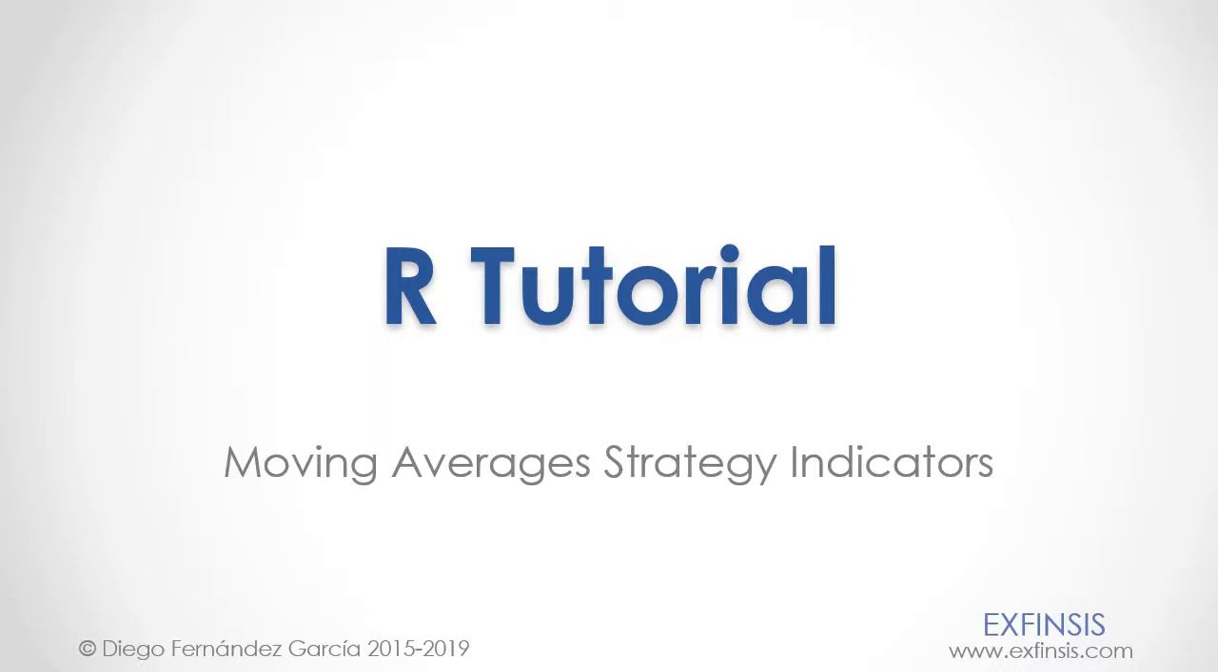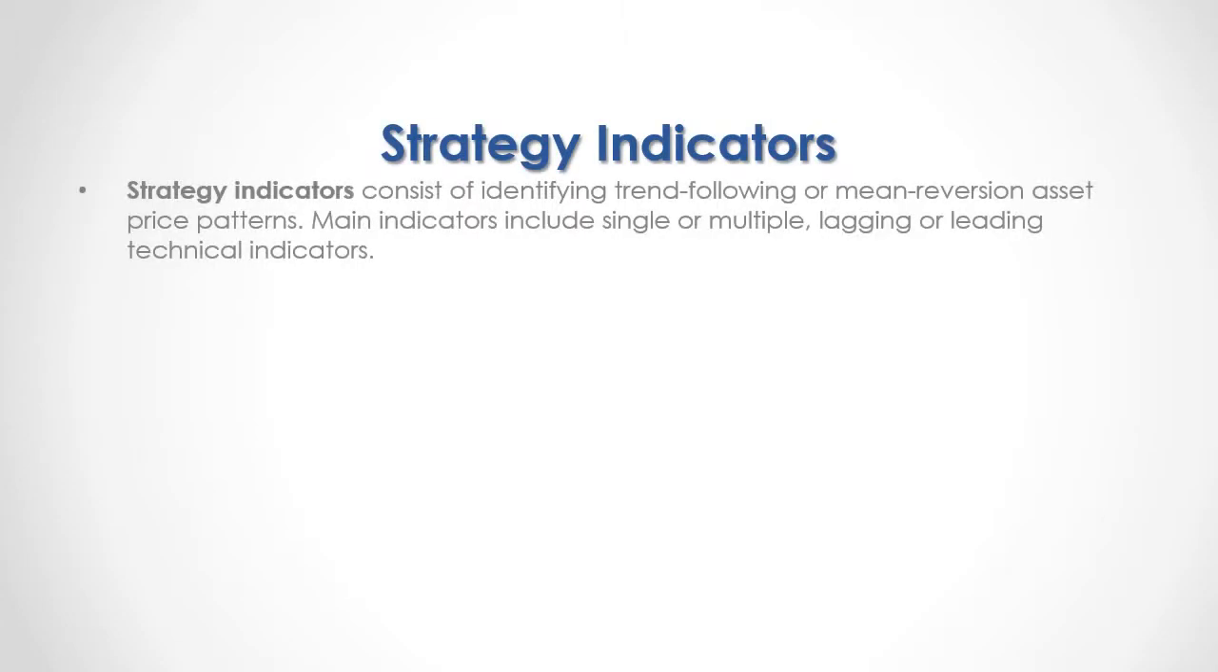Our tutorial, Moving Averages Strategy Indicators. Strategy indicators consist of identifying trend following or mean reversion asset price patterns. Main indicators include single or multiple, lagging, or leading technical indicators.